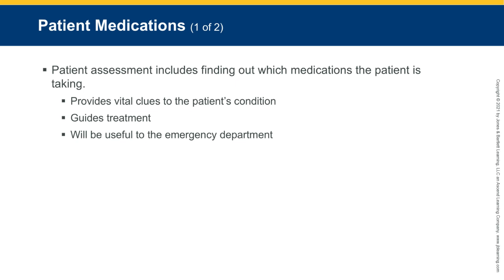As part of a thorough patient assessment, EMTs must identify what medications a patient is taking. This information provides vital clues about the patient's medical history and helps guide treatment decisions. Patients may take medications as prescribed, inconsistently, or not at all, which can significantly impact their current condition.